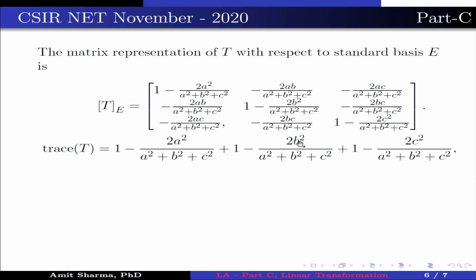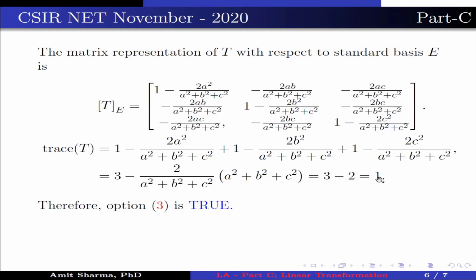plus 1 minus 2b square divided by a square plus b square plus c square plus 1 minus 2c square divided by a square plus b square plus c square, which is further written as (3 minus 2 into (a square plus b square plus c square)) divided by (a square plus b square plus c square), which is simplified as 1. Therefore, the trace of T is 1. Therefore, option 3 is true.